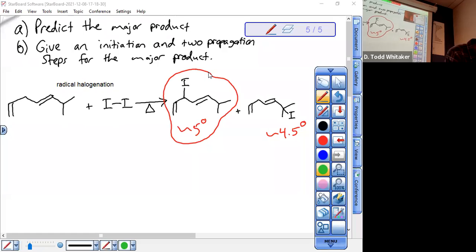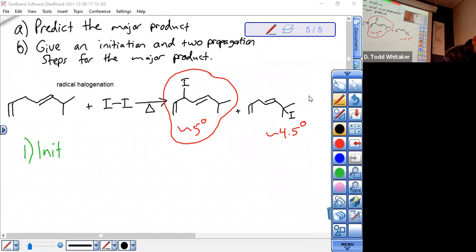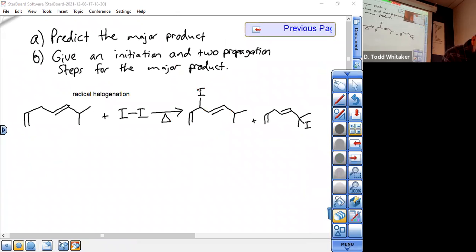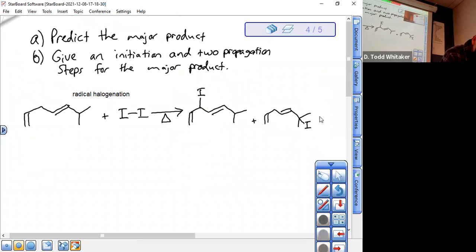So here's init. Init's always the same. Oh, I always give you the side product here too. I forgot to do that. It's HI. If it lets me draw an I here. I just want to make sure that's on the original too. Yes, here we go, HI.